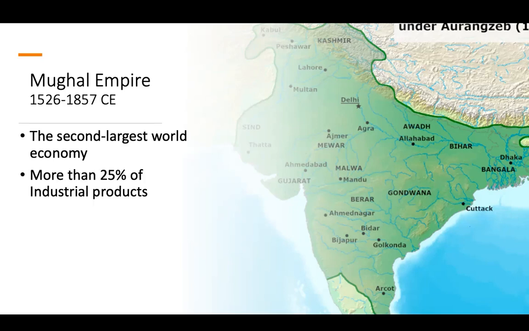25% of the products that came worldwide came from the Mughal Empire. Okay? More than 25% of industrial products. But actually, it's not industrial; it was agricultural. But the products were manufactured in India.